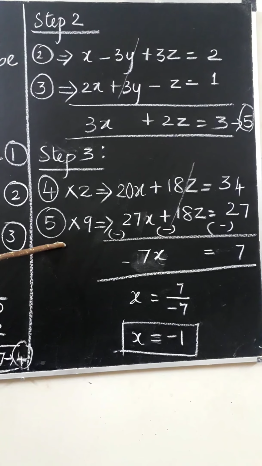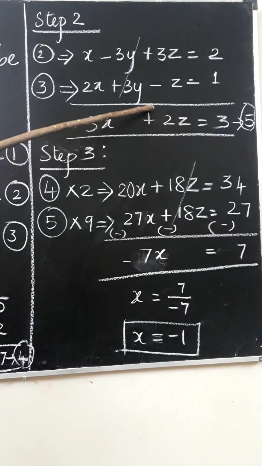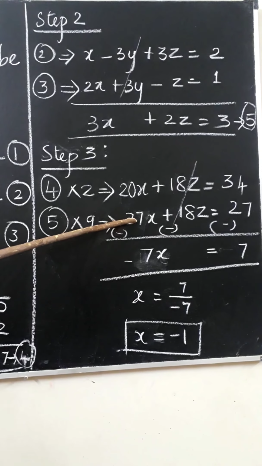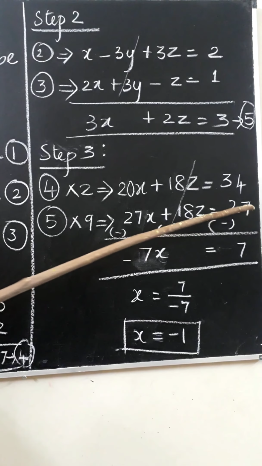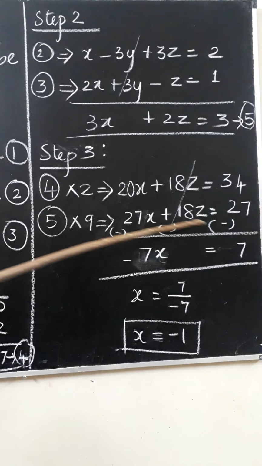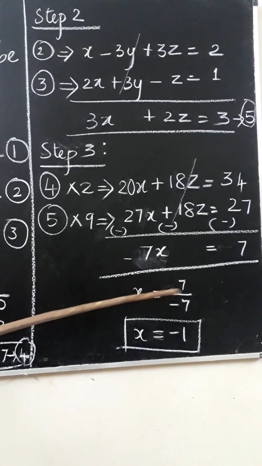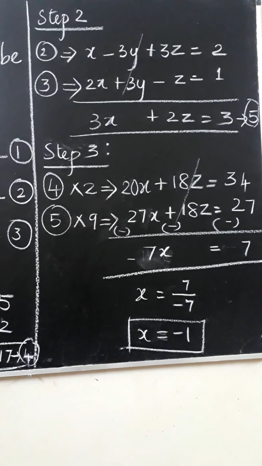In the fifth equation, to change 2z into 18, multiply the whole equation by 9. Then it gives 27x plus 18z is equal to 27. Then change the sign of this equation, eliminate z, we get minus 7x is equal to 7. Then the final answer for x is equal to minus 1.